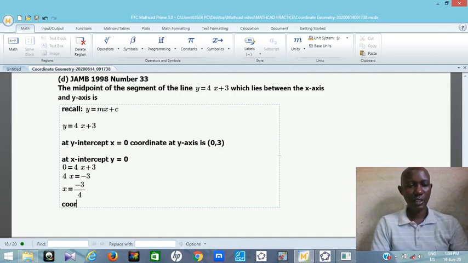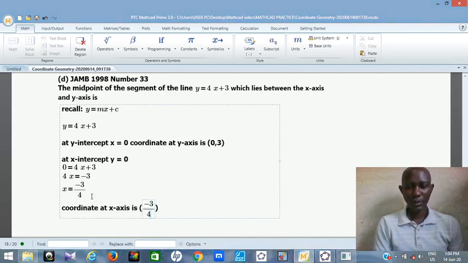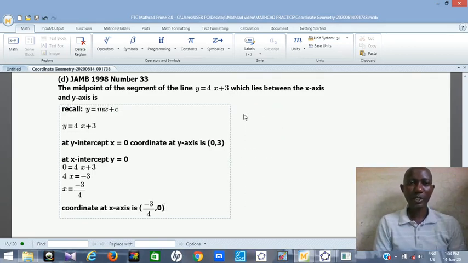Then you can now put your coordinate. The coordinate at the x-axis is, we have gotten this one now. So at the x-axis, x is minus 3 over 4, let's put it in math mode. Then y is 0. So this is the coordinate at the x-axis. So with these two coordinates that are known now, we can get the midpoint.